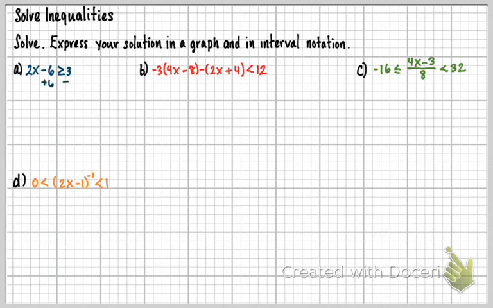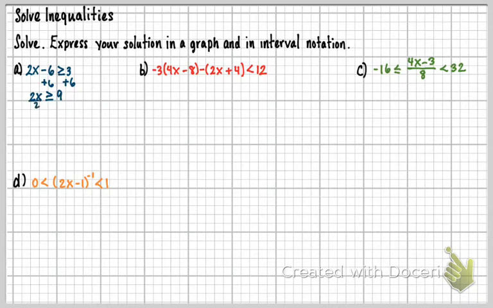And what's going on with this is I treat this just like an equation for the most part, with one exception. And we won't see it in this problem, but the next one we will. Okay, so this is going to give me 2x, and this is going to be greater than or equal to 9. And then what do I do?